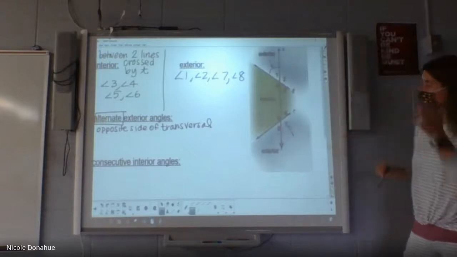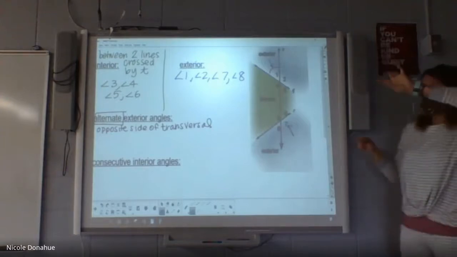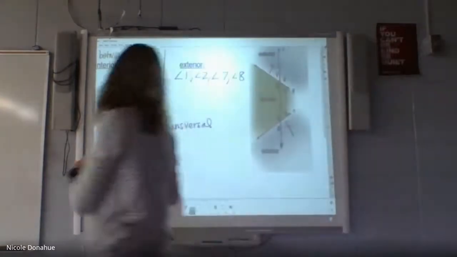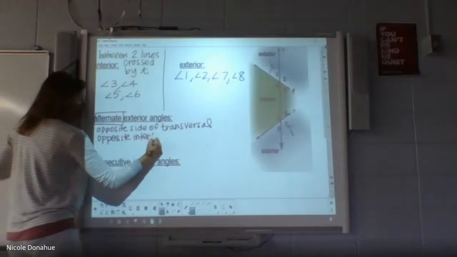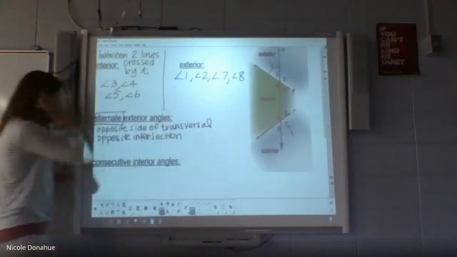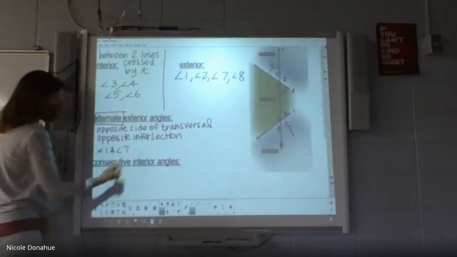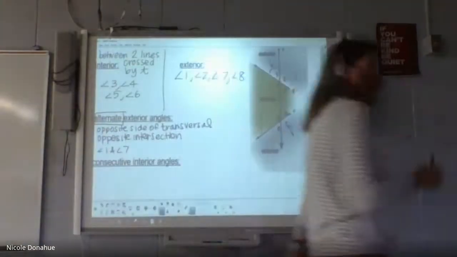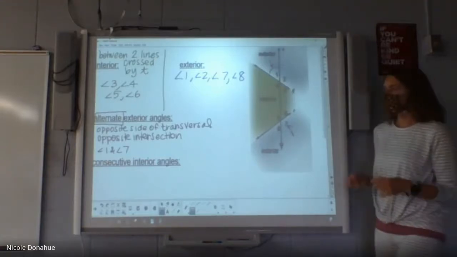So let's think about this for a second. 1 and 7, so maybe I have to describe it a little bit better. Opposite sides of the transversal, and then the opposite intersection. And then they are on the exterior, so they both have to be in that blue part. So 1 and 7. And there's one more pair. Does anyone see the other pair? The other alternate exterior angles are 8 and 2.